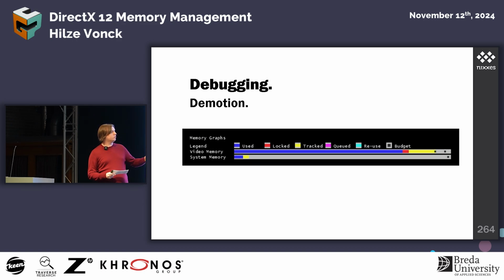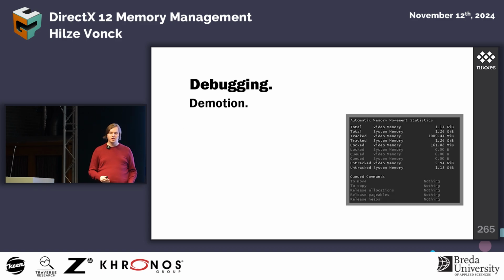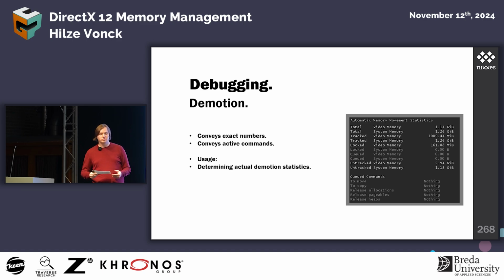This video shows the demotion system in action, and what you can see is that the moment that the yellow surpasses the latter mark, it starts to demote to system memory, while the moment that it drops below the first mark again, the memory goes from system memory to video memory again. We also have a textual version of this interface, which shows us exact numbers. It also shows us how many active commands we have in progress related to the memory manager. We use this to know if the stutters are coming from the memory manager or are unrelated to it. We can use this to determine our actual demotion statistics.